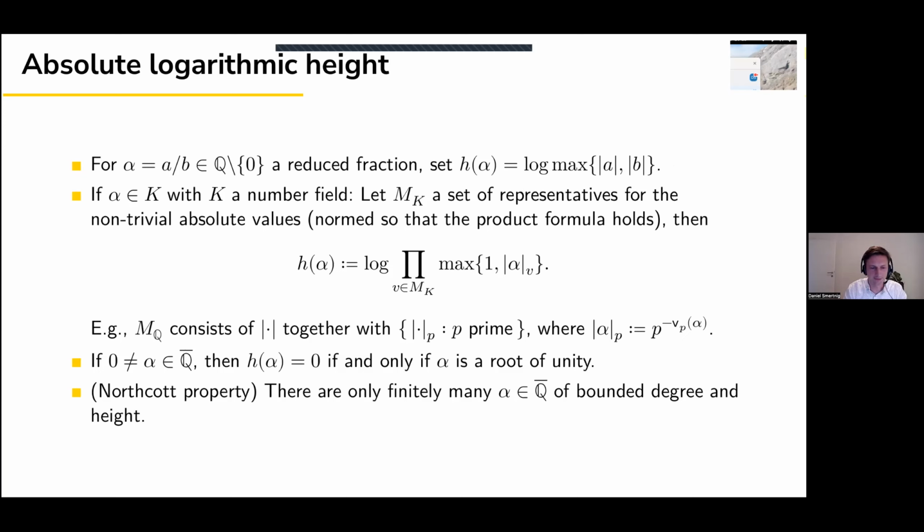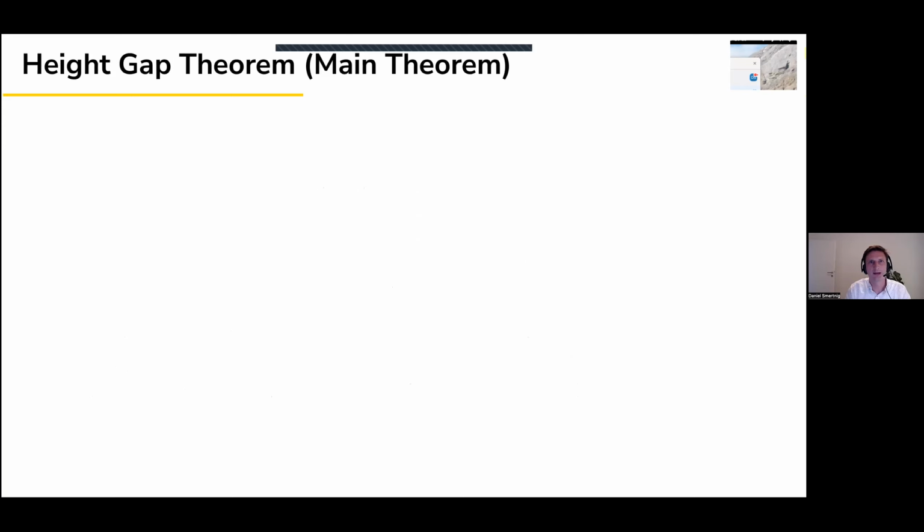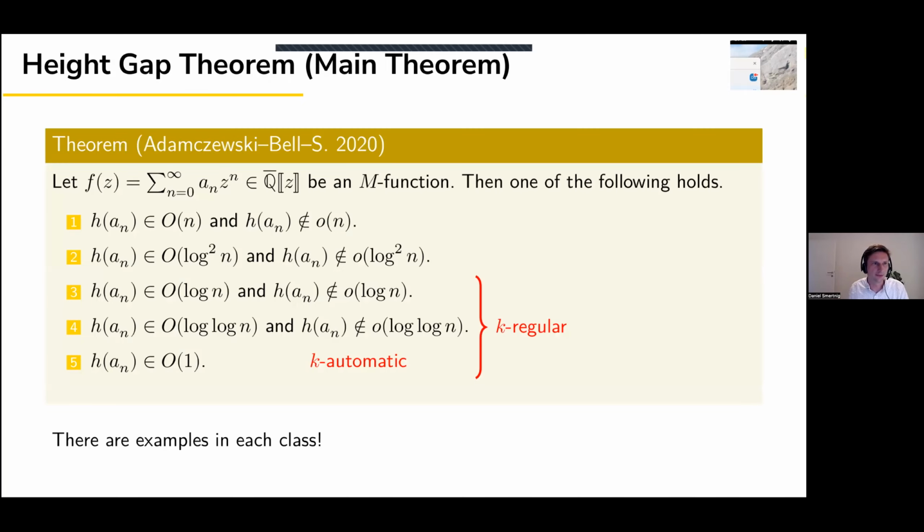And this height is somehow for us the useful measure to measure the size of coefficients here. So with that prelude and definitions, I can now actually state our main theorem, which is the following. If we have an M function, then it falls into one of 5 classes, which are determined by the growth of the height of the coefficients.